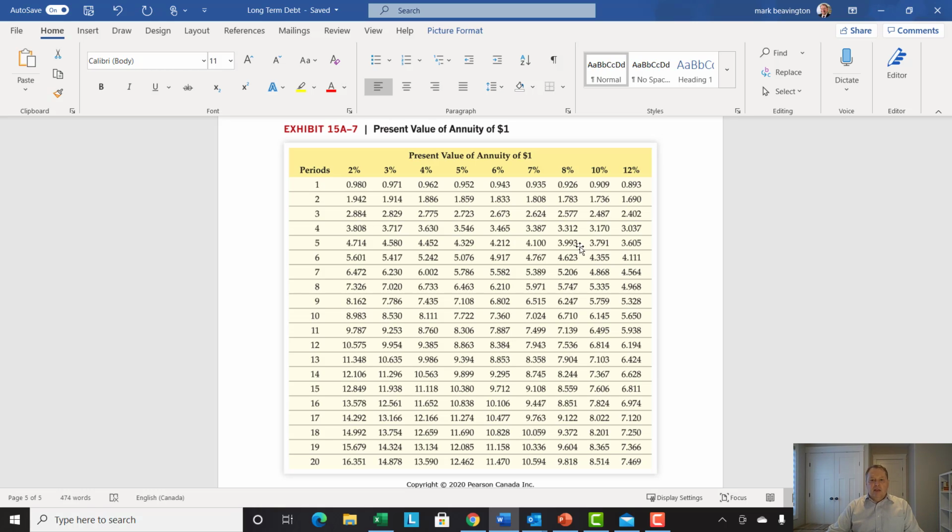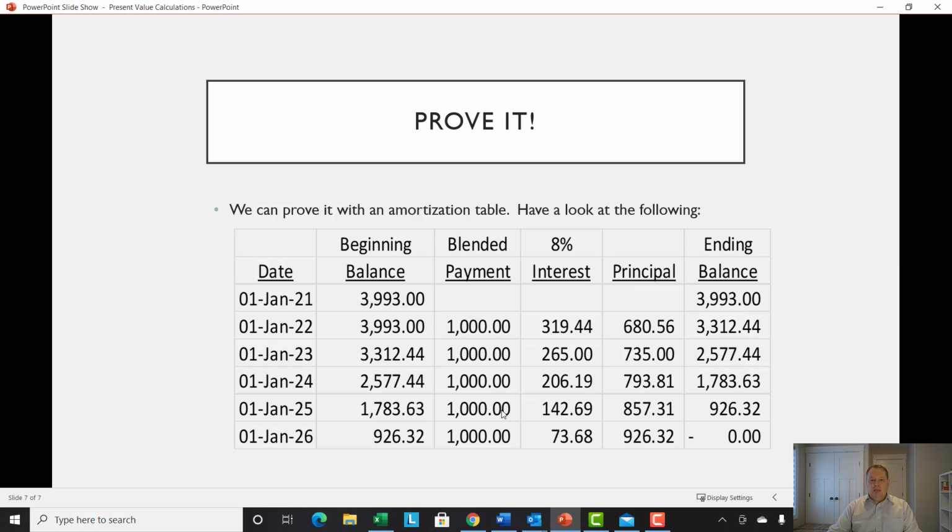If you do the calculations, it's pretty neat. In fact, we're actually going to prove it. If you create an amortization table, you see we've got a beginning balance here of 3,993, which is what we figured out. If we make a payment 1 year later, so $1,000 with 8% interest on that $3,993, we'd pay that in interest and we'd pay principal of $680.56, bringing the loan balance down to $3,312.44.